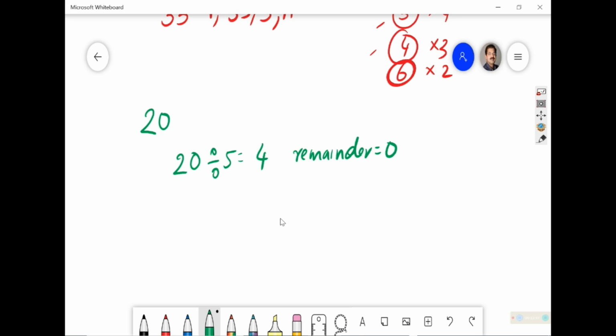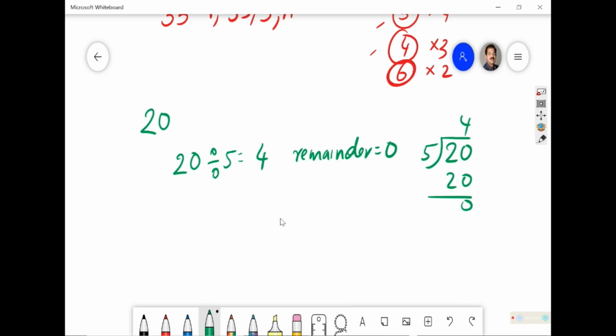Understood? Remainder is 0. So in such a situation, when there is no remainder, we have studied in our lower classes. You are in 5th standard now. We divided 20 with 5 and wrote 4 5s are 20.